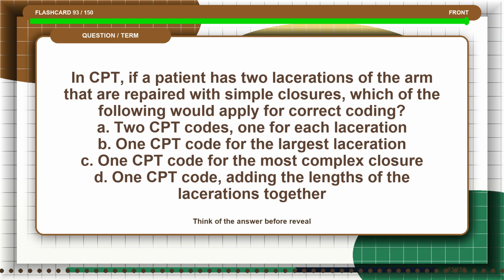Flashcard 93. In CPT, if a patient has 2 lacerations of the arm that are repaired with simple closures, which of the following would apply for correct coding? A. 2 CPT codes, 1 for each laceration. B. 1 CPT code for the largest laceration. C. 1 CPT code for the most complex closure. D. 1 CPT code, adding the lengths of the lacerations together. Think of the answer before the reveal.